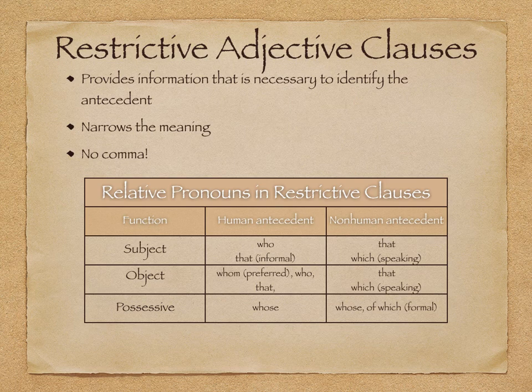If your relative pronoun is the object of the clause, you're going to use whom. But you'll also hear who and that used, especially in informal or spoken English. For an object function, it's also that as your relative pronoun. And then if it's possessive, whether it's human or non-human, you're going to use the relative pronoun whose.